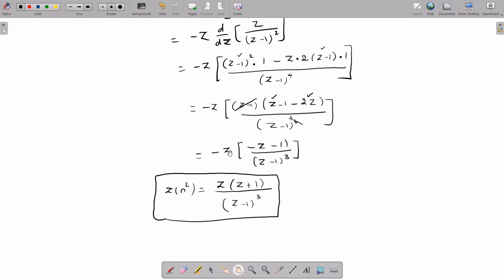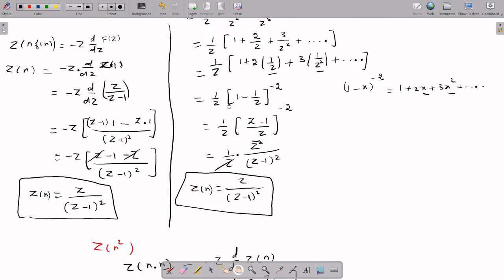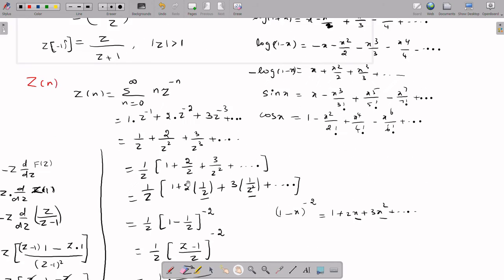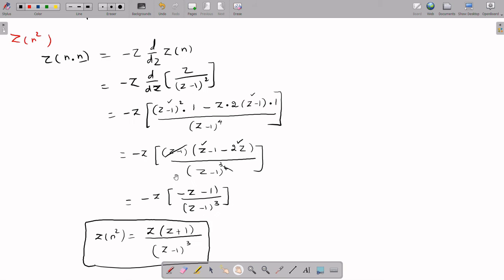What about the next problem? Our next problem is the z transform of n a power n. We will do it here. Z transform of n into a power n. Again you can apply the same property, that is, the same differentiation formula. So z transform of n into a power n, where f of n here is a power n.